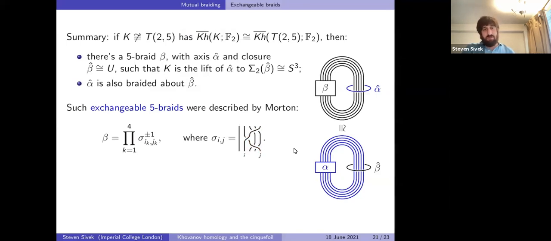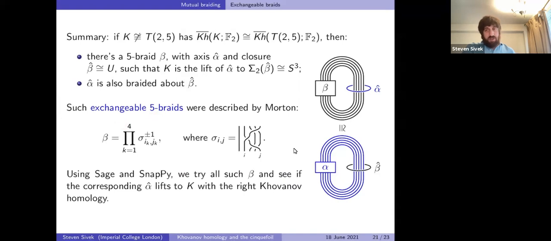And so Morton proved that anytime you have a pair of exchangeable 5 braids, each one of them has this form. And if this were an exchangeable n braid, then it would be a product of n-1 of these generators. And this is a finite problem because there are only n choose 2 of these generators. So for n equals 5, we've got 10 of these generators and we have to take a product of 4 of them. And beta and alpha are each going to be of that form.